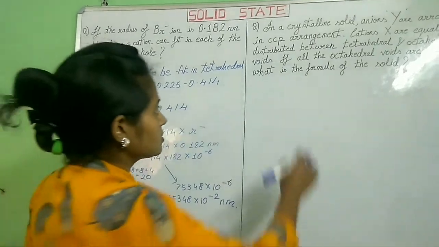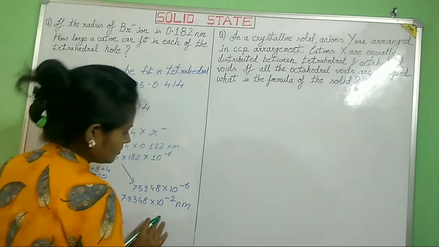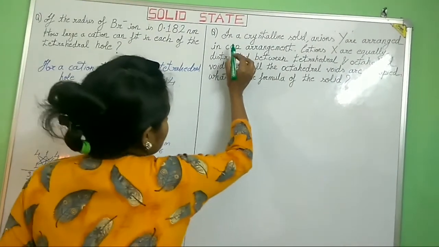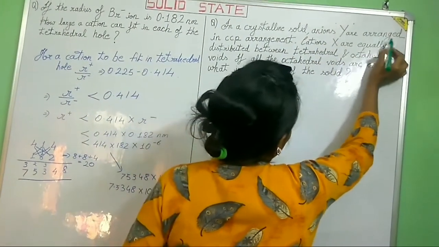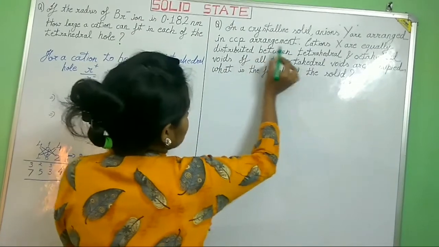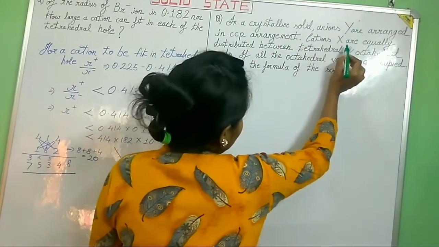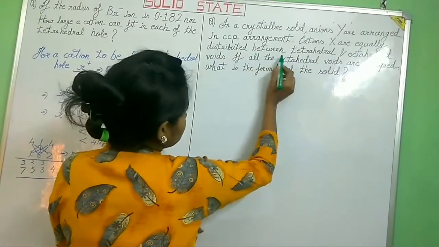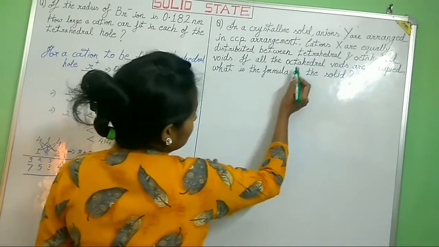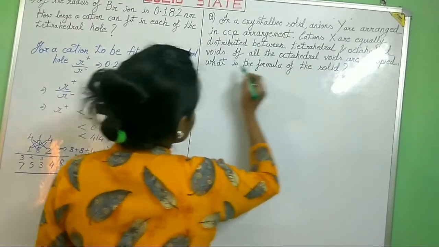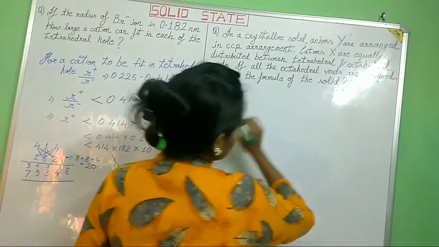Now let's come to the next question. In a crystalline solid, anions Y are arranged in CCP arrangement. Cations X are equally distributed between tetrahedral and octahedral voids. If all the octahedral voids are occupied, what is the formula of the solid?